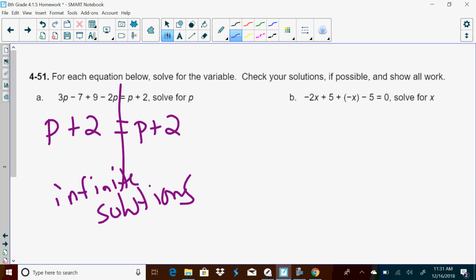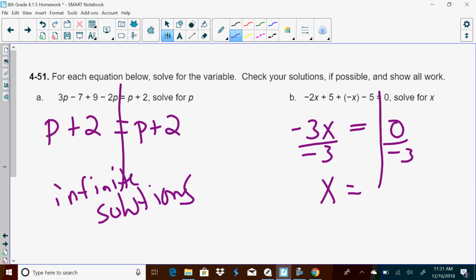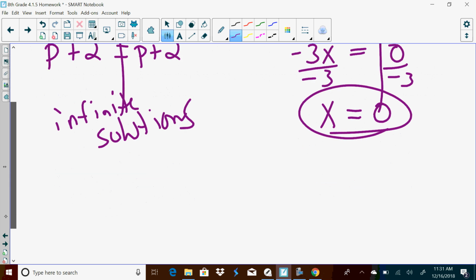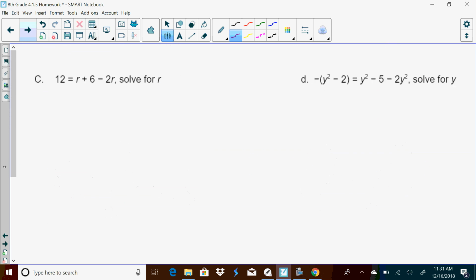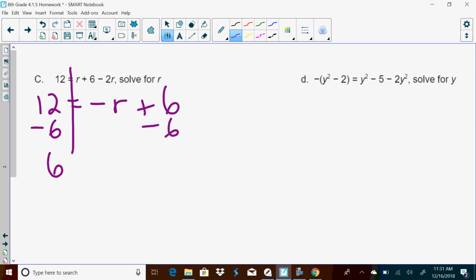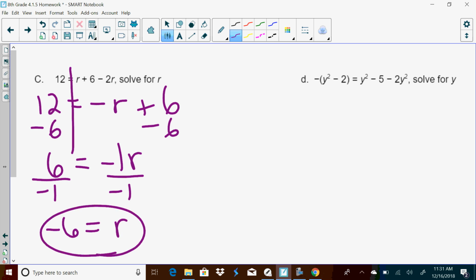For letter B, I first simplify everything. So I get 2x, so I get -3x equals 0, because 5 minus 5 is 0. Divide by -3. Turns out x actually equals 0. For the next one, I simplify first, so I get 12 equals -r plus 6, minus 6 from both sides. I get 6 equals -r, or -1r. Divide, and I get -6 equals r. So a lot of us, when I was grading, left it as -r. You can't. It has to be positive r.